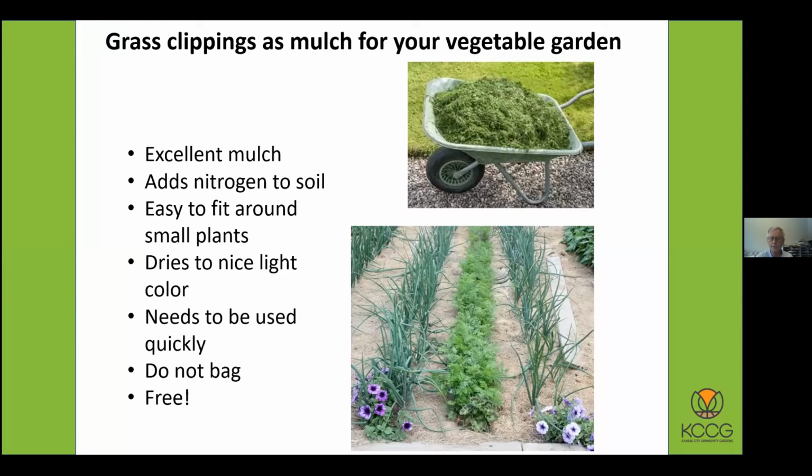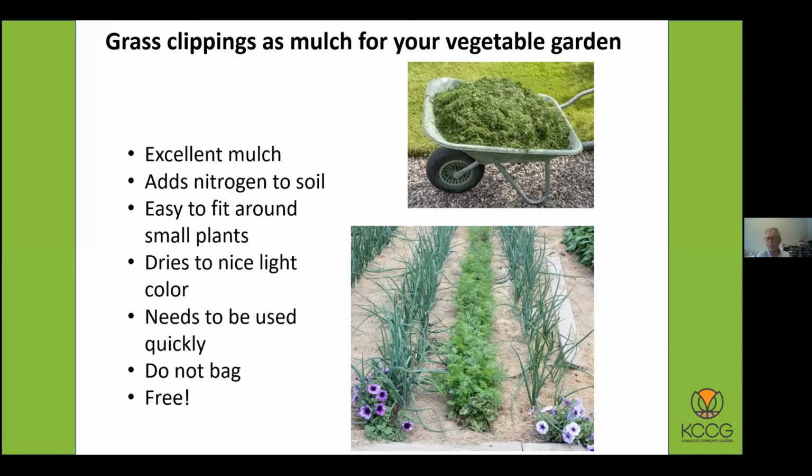I like it because it's so easy to fit around little tiny plants. You know, straw is a little coarse, and sometimes it's hard to work in around the small stalks and leaves. So you have to wait till the plants get bigger. But grass clippings are real easy to do, and then it dries to a nice light color, which I think is attractive.